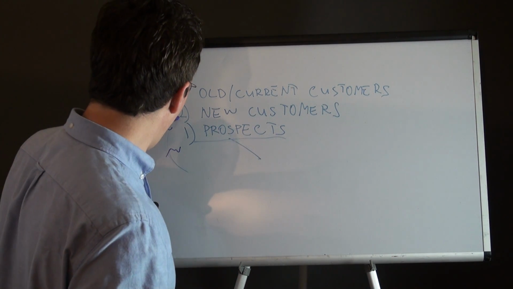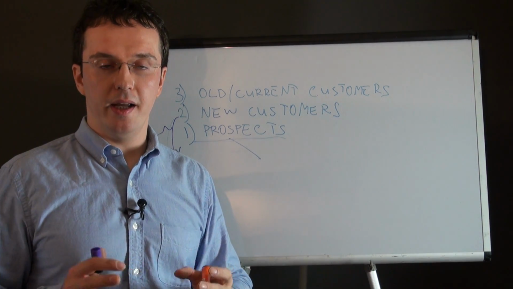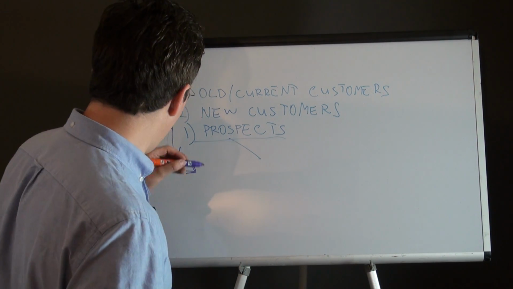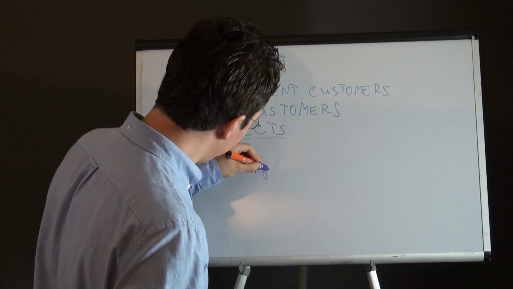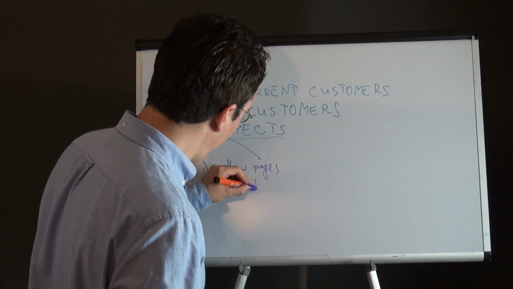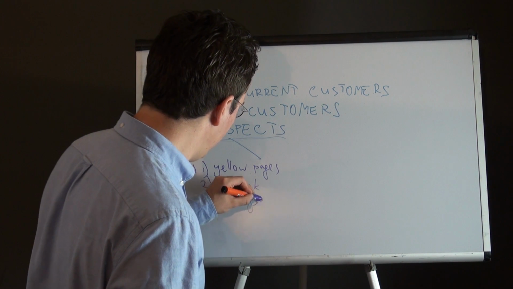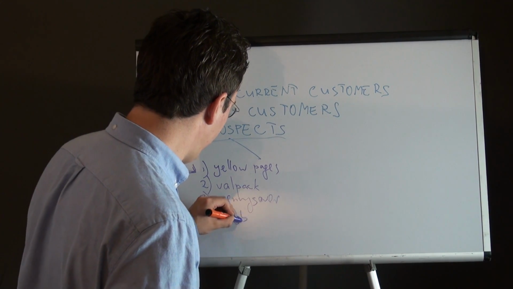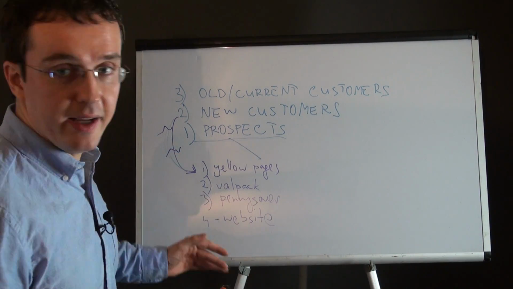So how and where do you get new customers? And usually, as I was saying, when taxi business owners come to me first, usually what they have is they have yellow pages. They usually have Valpak, Penny Saver, and sometimes, maybe they have a website. So that's it. That's all they have.